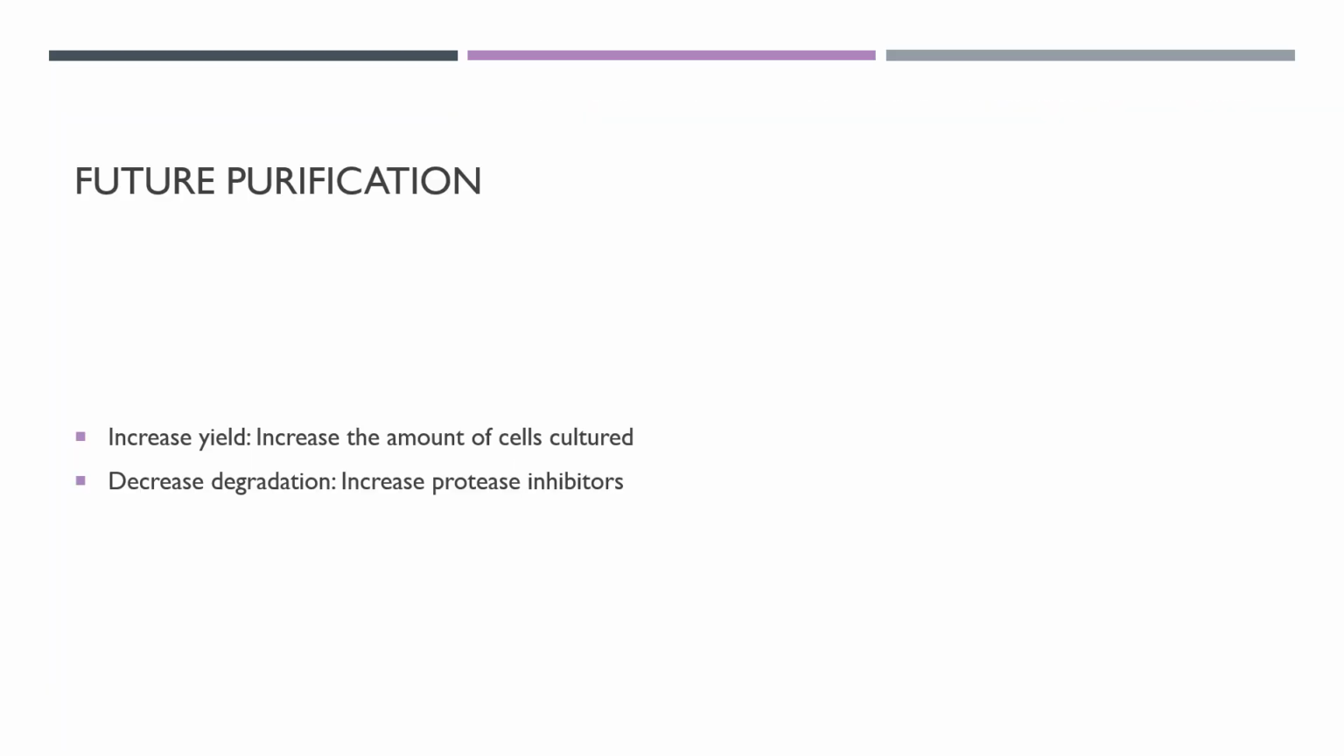For future purification, if you would like to increase yield, you can increase the amount of cells you culture when you're overexpressing them, because if you have more cells, you'll have more MGH. To decrease degradation, you could increase protease inhibitors, since proteases break down proteins. If we inhibit the breakdown of proteins, we prevent degradation.